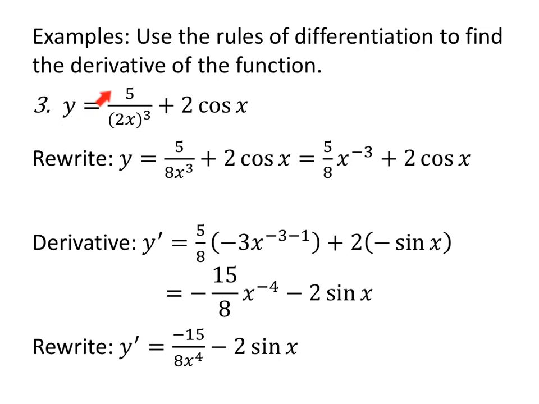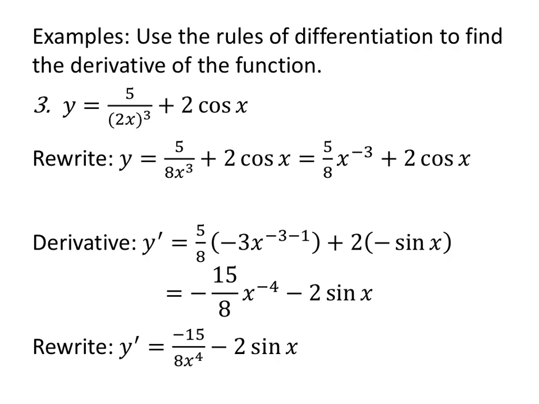If y equals 5 over (2x) all to the third power plus 2 cosine of x, the first thing I'm going to do is rewrite. 2 to the third power is 8. X to the third power in my denominator. Still have my 5 in the numerator and 2 cosine of x following. But let's rewrite that. Instead of x to the third in the denominator, let's call that 5/8 x to the negative 3 plus 2 cosine of x.